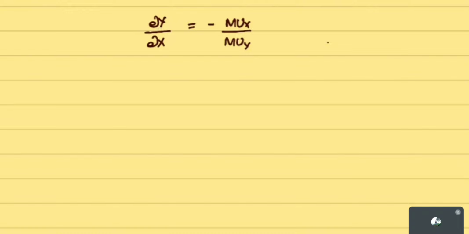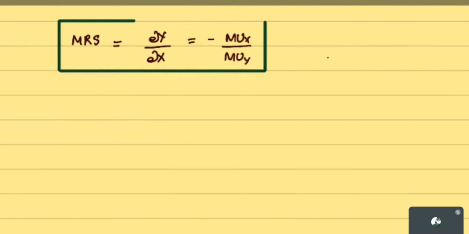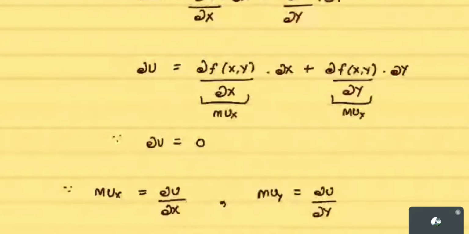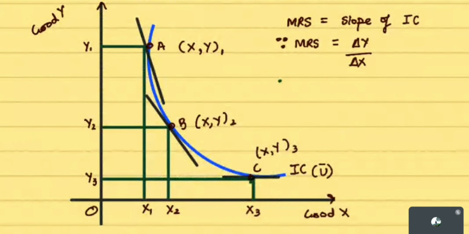This particular ratio of change in y as a result of change in x is equal to your MRS, and your MRS represents the slope of the IC. So now we have the final expression, showing how this MRS is equal to the ratio of marginal utilities. So I have proved this. And what does this negative sign depict? It depicts the downward sloping nature of the indifference curve. We have this particular curve, it is downward sloping, that's why it is negative.